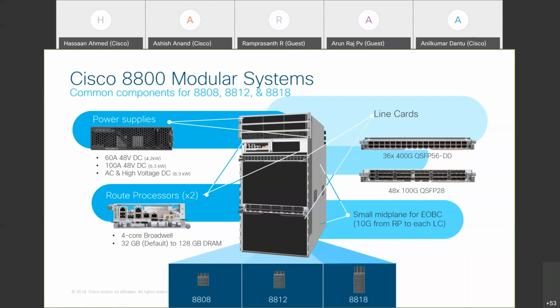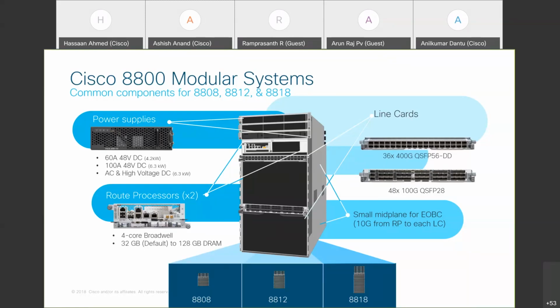Okay. So I just want to make a quick note. If you have worked on NCS 5500, these products are very similar to NCS 5500 with regard to architecture, CLI commands and all. But if you have worked on ASR 9K, then there is a slight learning curve with regard to these products, especially with regard to CLIs and the troubleshooting.